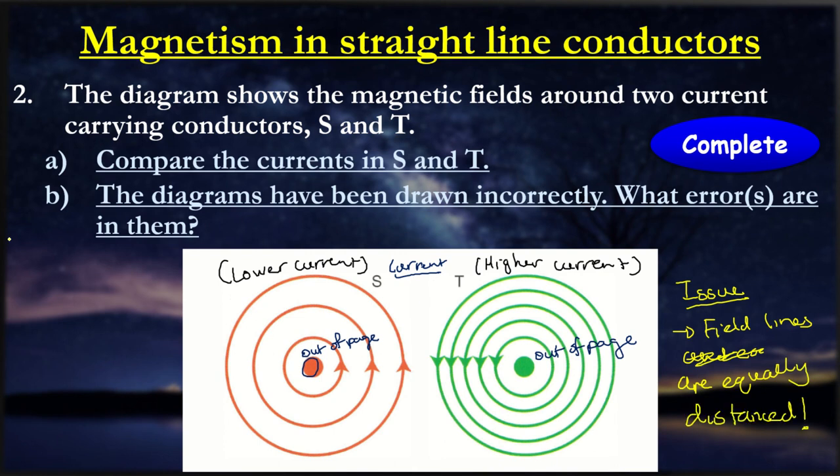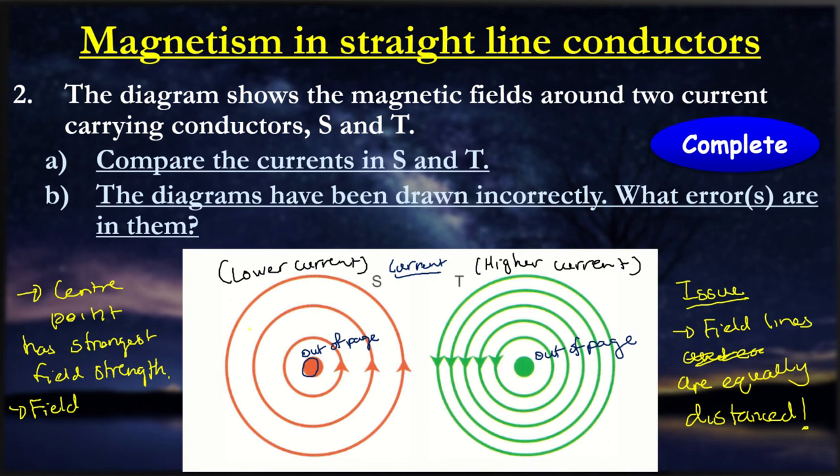Now why is that an issue? Because remember, we always said that the center point almost acts like a point charge. So the center point has the strongest field strength, which means that the field lines should gradually be more spread out as you go further out.